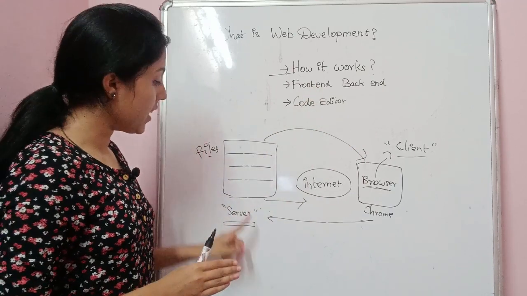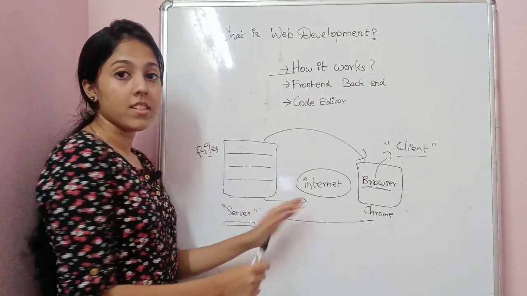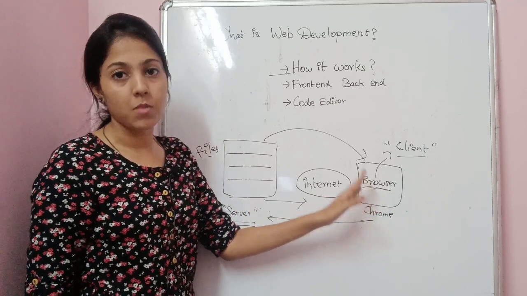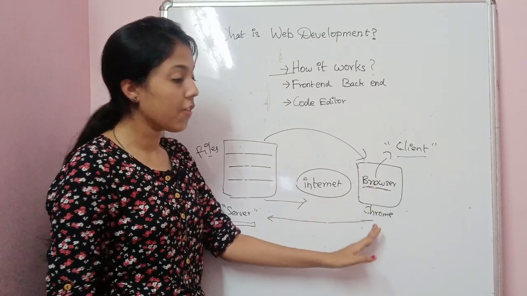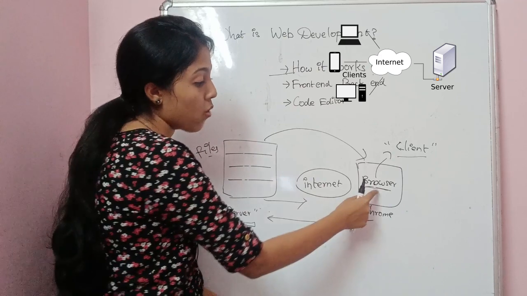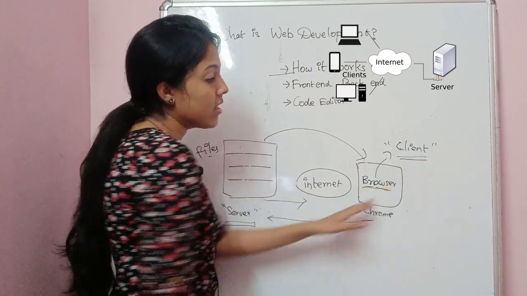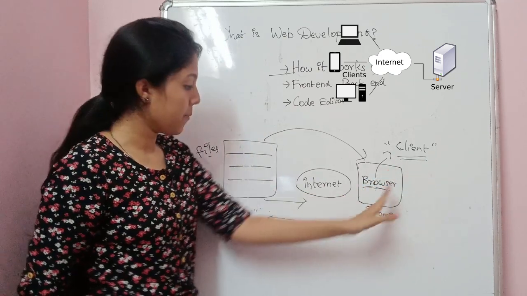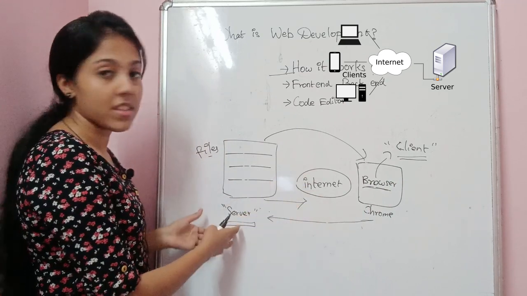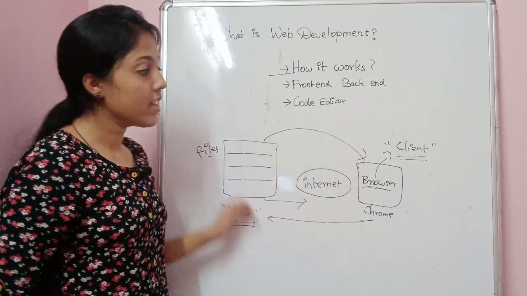All the files will be in the server. When this server is connected to the internet, all the data will be loaded to the browser. Browser means you are loading your data by using Chrome, Safari or Firefox. This browser is also called the client page. This is the page that you will be seeing. So whenever you are on the internet, you are getting the data from the server and you are submitting it. So it is like a cyclic format.